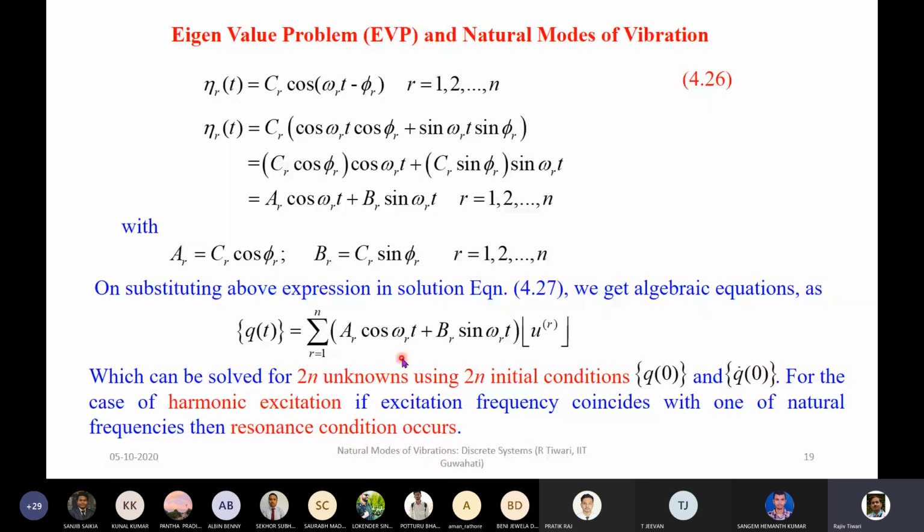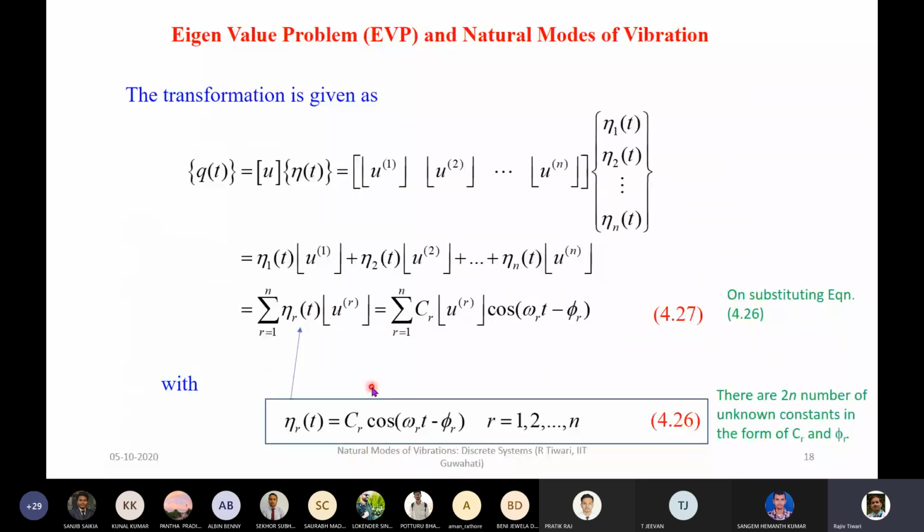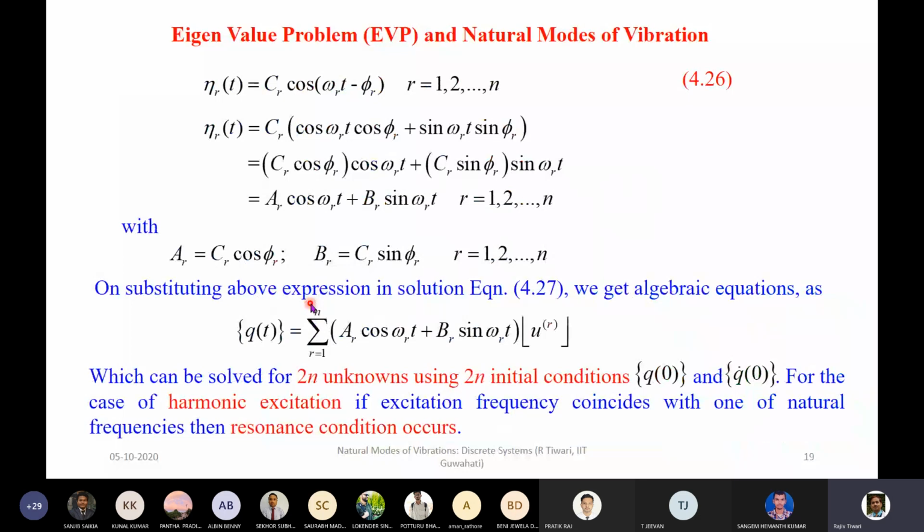Sorry, here I'm substituting this. So I got this. Okay, so you can see here, this is the generalized coordinate, that is the response of the system. The displacement of the various particles in the system can be expressed in terms of the eigenvectors, which are n in number, multiplied by some constant and time dependency, because depending upon the initial condition, AR and BR we need to find out.